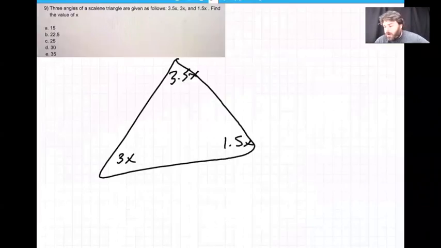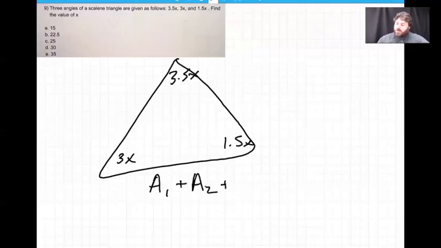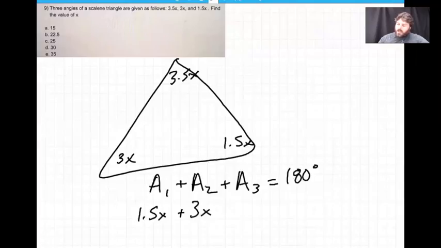Well, what do I know about any three angles of a triangle? They add to be 180 degrees. That's how I'm going to generate my formula. So angle 1 plus angle 2 plus angle 3 needs to equal 180 degrees. Here's where I fill in the blanks: 1.5x plus 3x plus 3.5x equals 180.